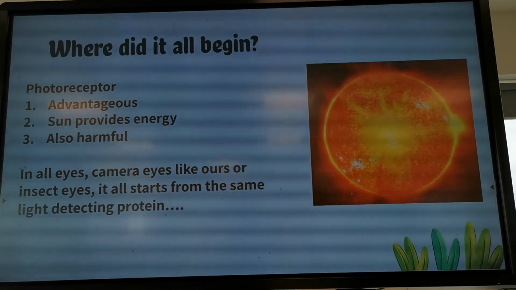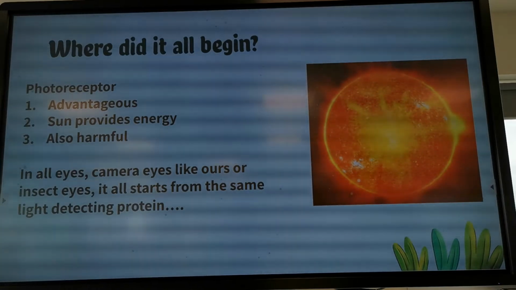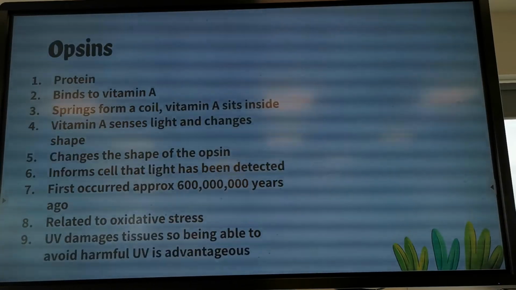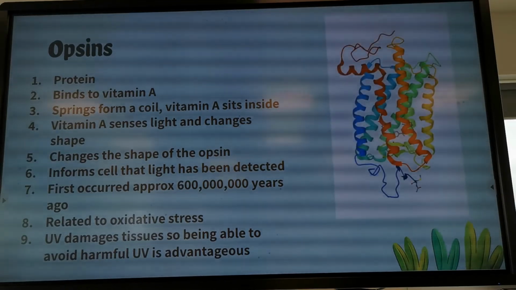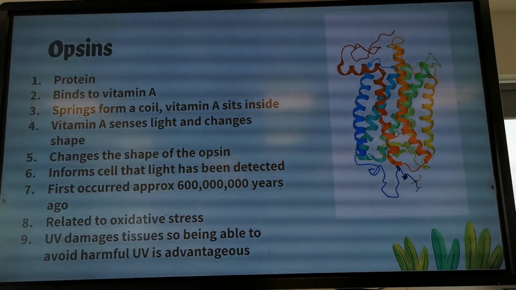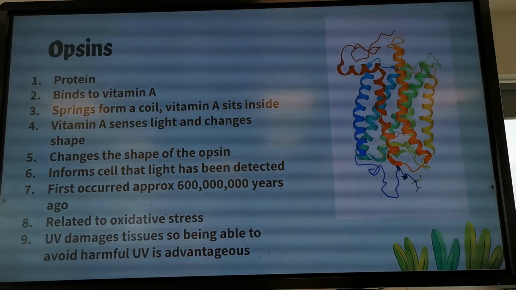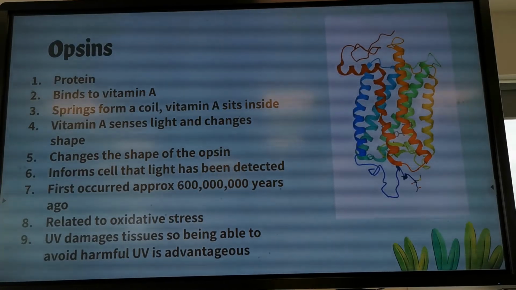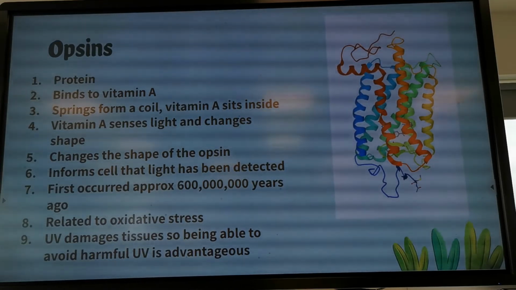So the first thing we ever needed was something to be able to detect when there's UV present in the atmosphere. And this all started through a protein called opsins. Opsins are little proteins that bind to vitamin A, and they're little coils, and the vitamin A sits inside the opsin coils. The vitamin A itself senses the light and starts to change shape. This changes the shape of the opsin, and then the opsin sends a signal through the nervous system to say that light's been detected.